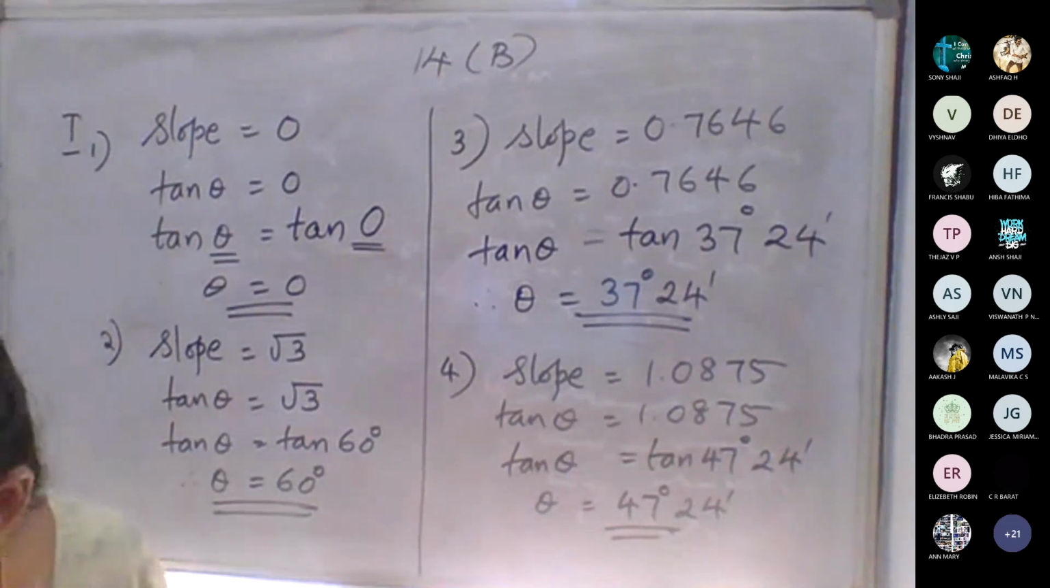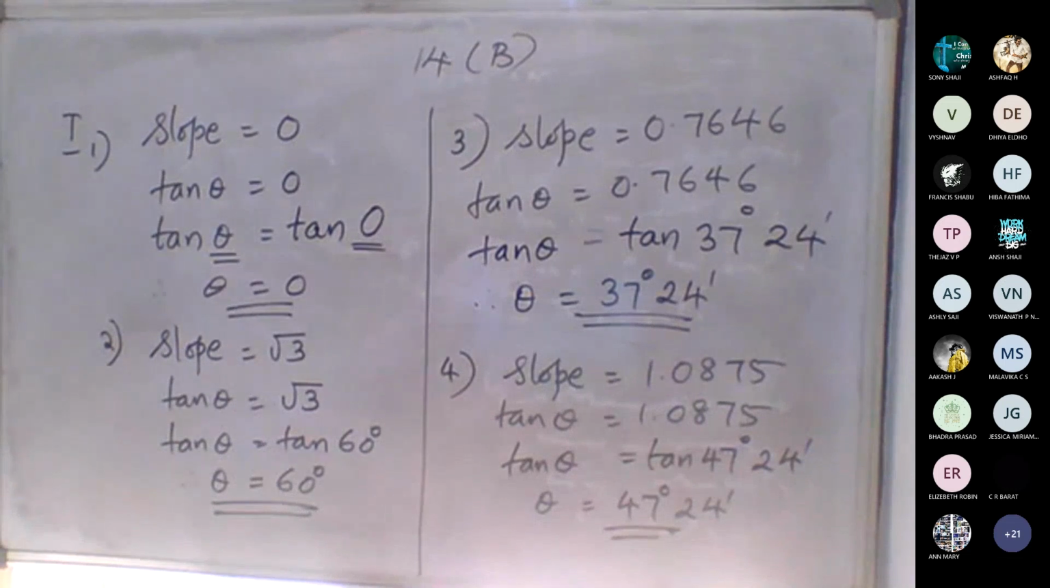Completed. Then start the third set. Find the slope of the line passing through the following pairs of points. First one. Two points are there. So y2 minus y1 divided by x2 minus x1. Slope is equal to.